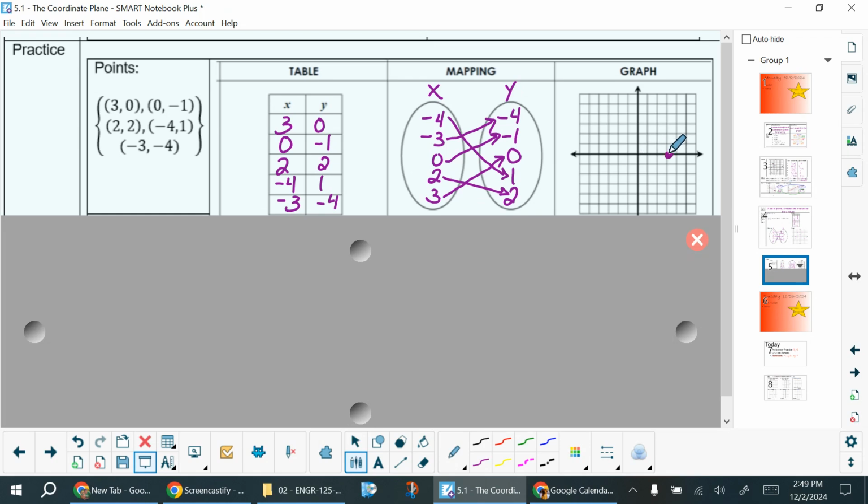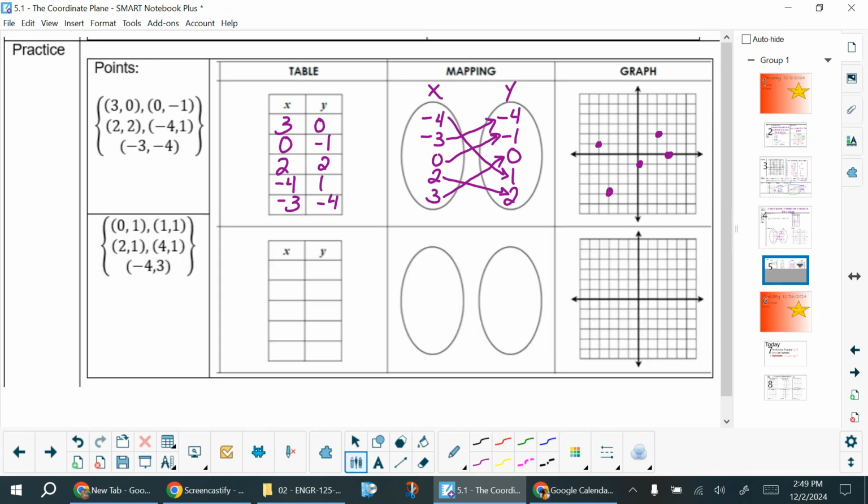So (3, 0), (0, -1), (2, 2), (-4, 1), sorry, not negative 1, negative 4, 1, up there, and (-3, -4). So it looks like that. Pause the video again, try the second one, and when you're ready, play it.